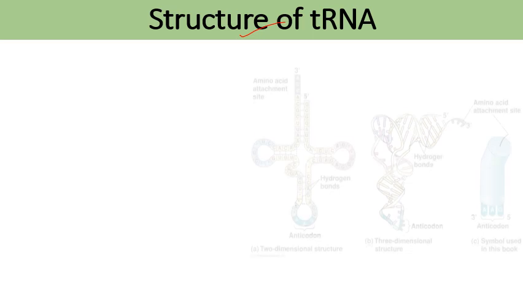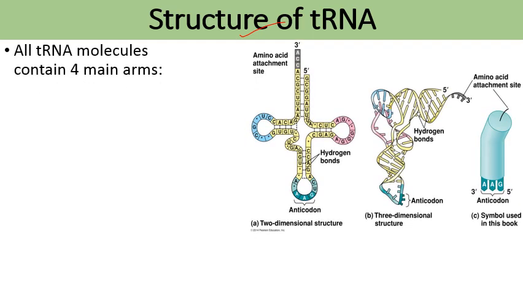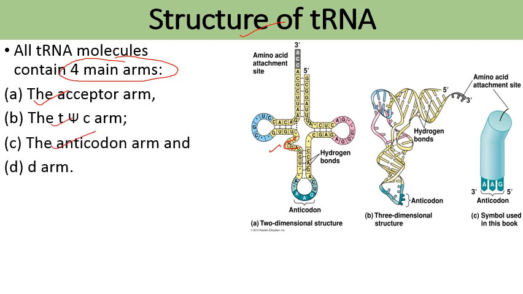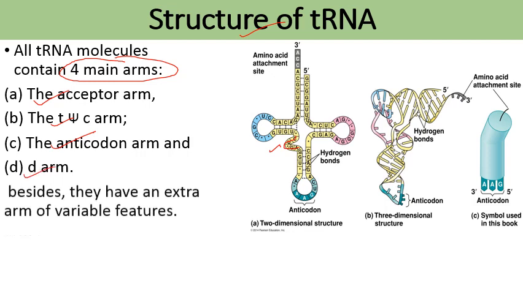Next comes structure of tRNA. All tRNA molecules contain 4 main arms. In addition to this, it contains a fifth arm that is known as variable arm. This is the smallest. This arm is of variable size. It is not fixed. First one is the acceptor arm. Then comes the T-C arm. Third one is the anticodon arm, and fourth one is the D arm. Besides this, they have an extra arm which has variable features. It is also known as variable arm.